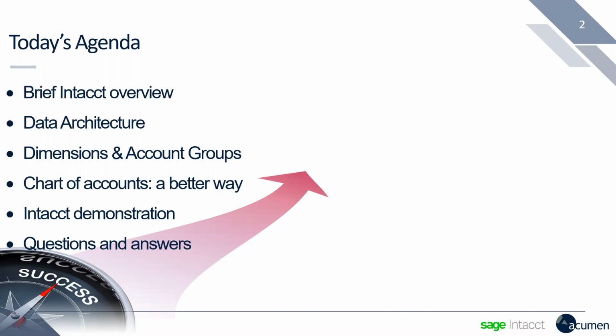Then we're going to get into the reporting specifics, and we'll talk about the architecture of the data and what the components are that allow us to have this truly world-class report writer. Those are called dimensions and account groups. Then we're going to take a step back and look at the chart of accounts today in some of the more traditional products using segments and things like that. And then also, what could it look like in Sage Intacct using dimensions and account groups, and how can we streamline that, and what is really, in my opinion, a much better way to do it.